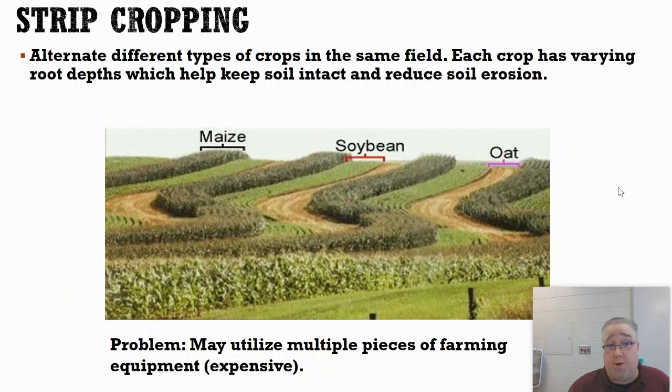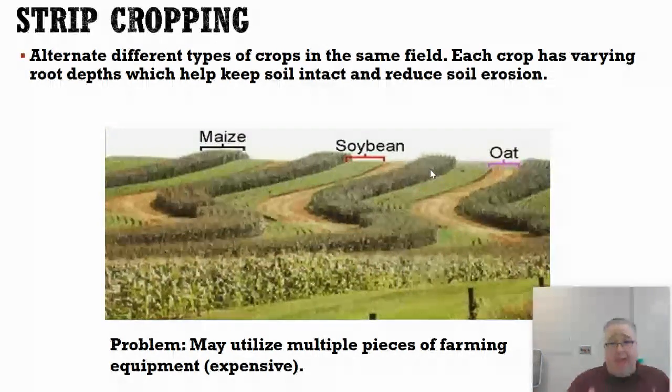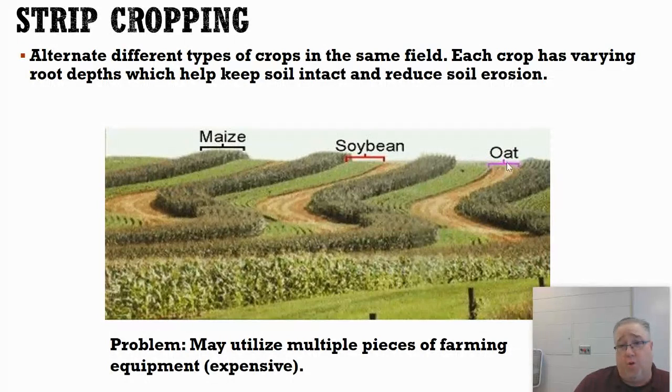So this would be a good thing, especially in mountainous areas. This is called strip cropping. Strip cropping is a little bit like contour plowing, how they use the natural contour of the land. But in this case, they'll plant multiple crops, not just one. The idea is that multiple crops have different depths to their roots. For example, here they're growing oats, soybeans, and maize, which is corn.